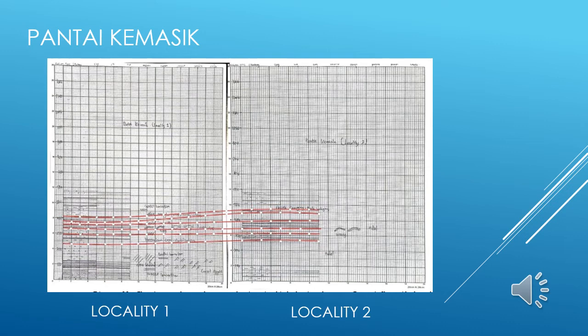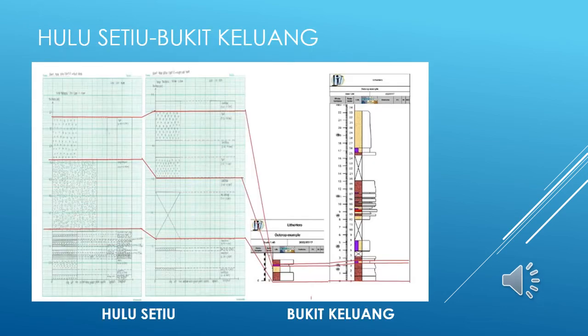The secondary structure from both localities probably indicates the same depositional environment, such as wavy heterolithic bedding. This is because both localities probably have been influenced by the same tidal current, which produced the same percentage of mud ripples on sand. This correlation is based on two outcrops located at two different places. One is located in Hulu Setiu while the other one is located in Bukit Keluang.